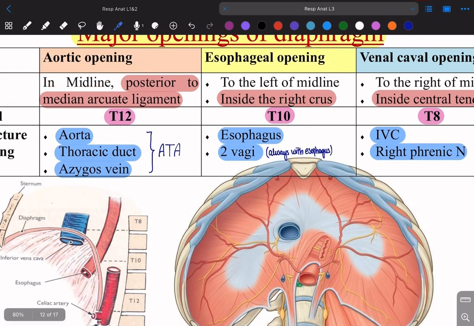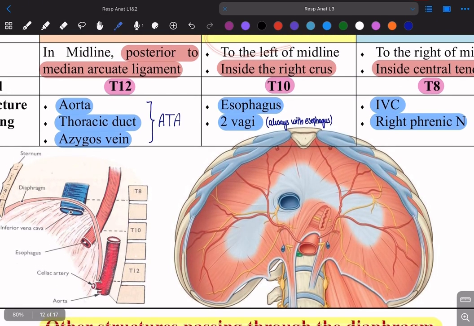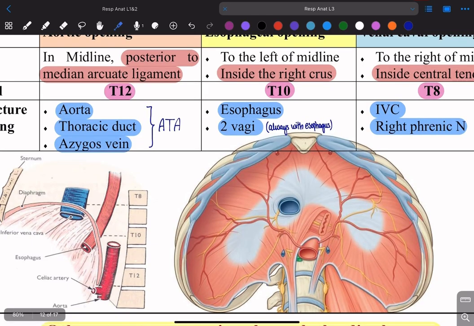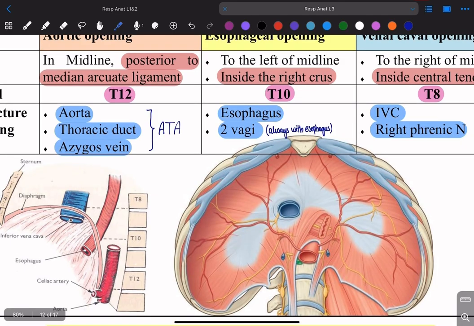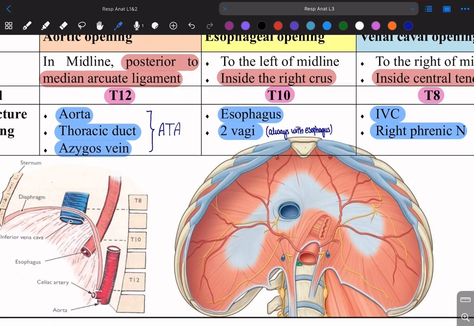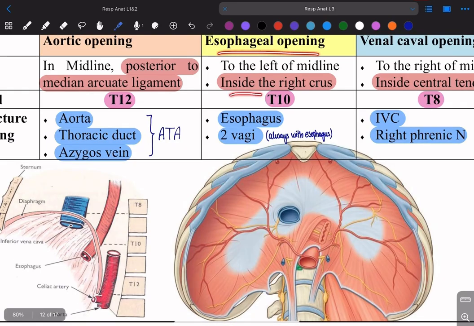Now let's go to the esophageal opening. The esophageal opening, which is the esophagus, it's right here. So this is the esophageal opening. The esophagus and the vagus pass through it, okay? It's inside the right crus. We said this is the right crus, and we also said that it wraps around the esophagus and acts like a sphincter, so it's related to the right crus. So the site for the esophageal opening is inside the right crus.